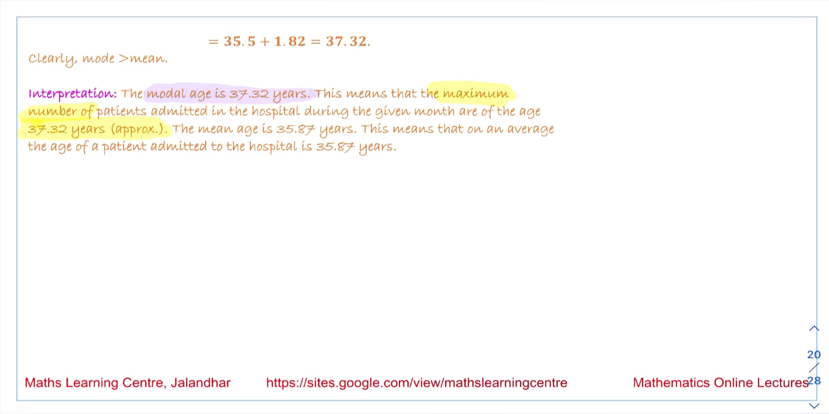While when we are talking about the mean age, 35.87 years, this means that on average the age of patients admitted to the hospital is 35.87. So the mode tells us that the maximum number of patients had an age of nearly 37.32 years, but the average age of patients is 35.87 years.